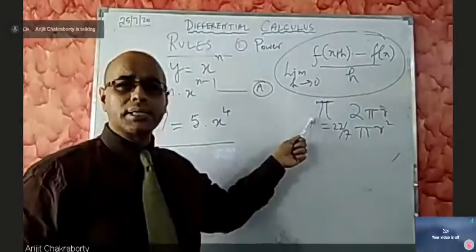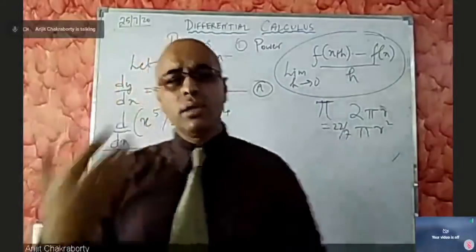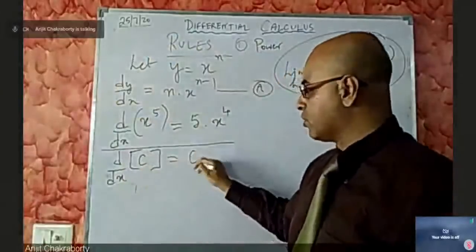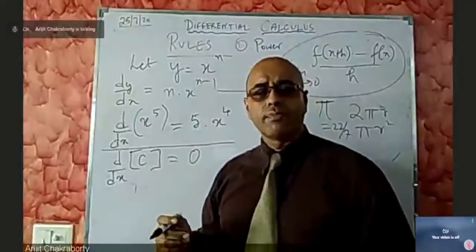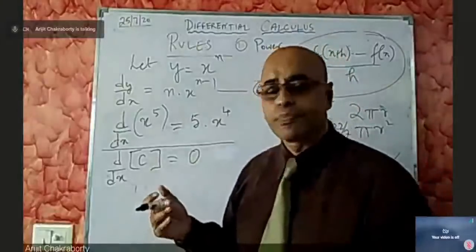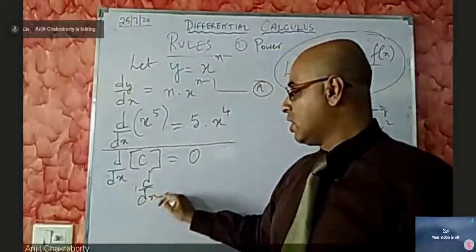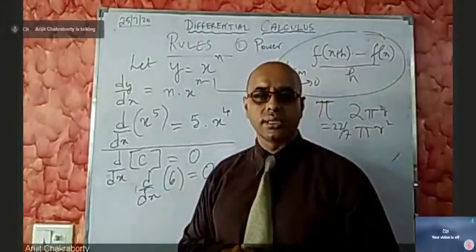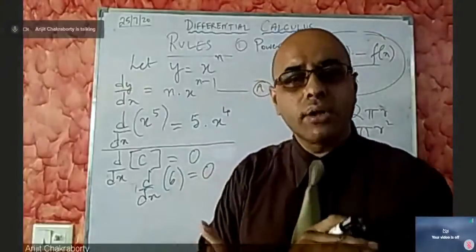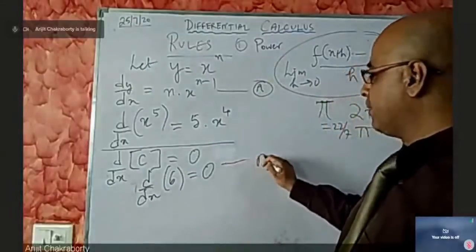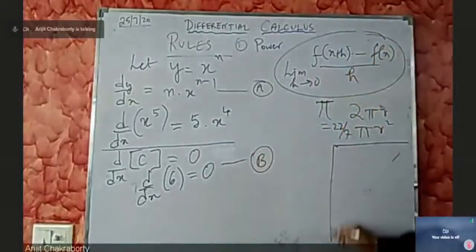So, pi is a constant, right? If you have a constant, any number for example, d dx of that will be 0. So, if I tell you to please find the derivative of 6, d dx of 6 is equal to 0 because 6 is a constant. So, derivative of any constant is 0. This is number B. So, we have noted the rules A, B.